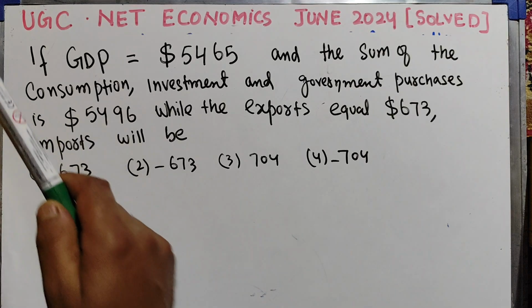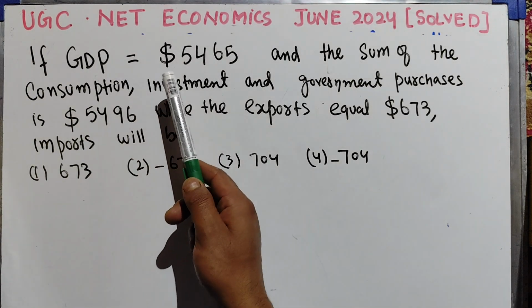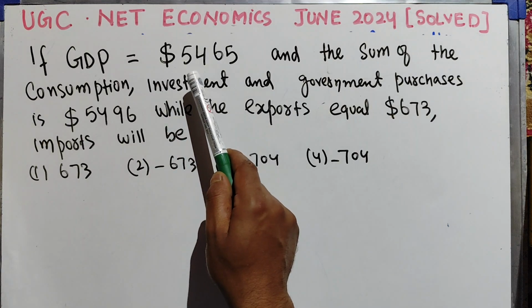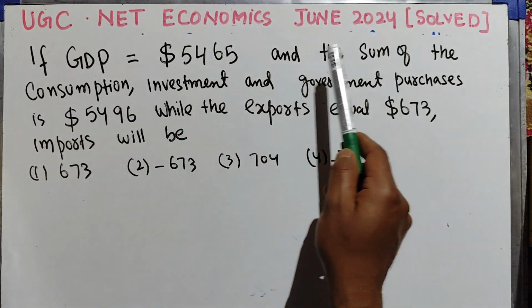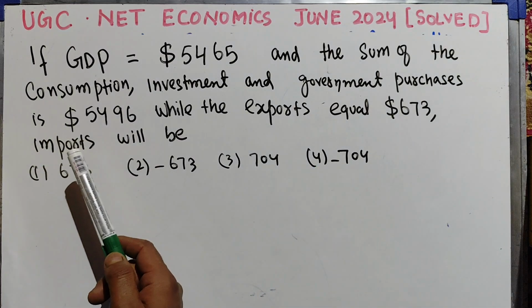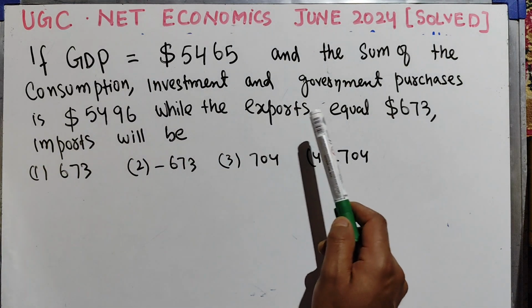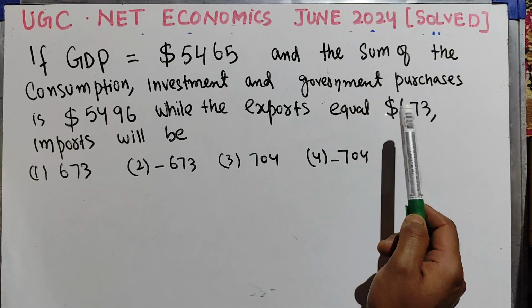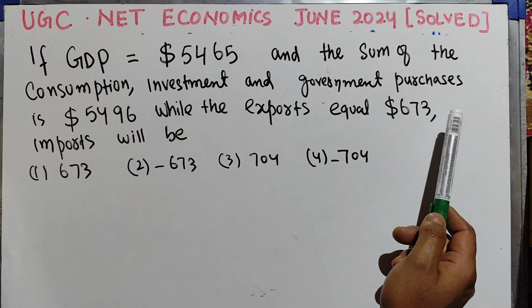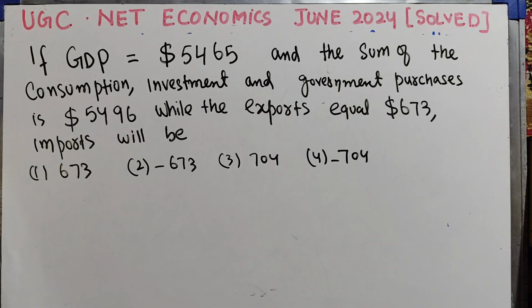Next question is, if GDP, which is measured in billion dollars, is equal to $5,465 billion, and the sum of the consumption, investment, and government purchases is equal to $5,496 billion, while the exports are equal to $673 billion, we have to find out the import level.